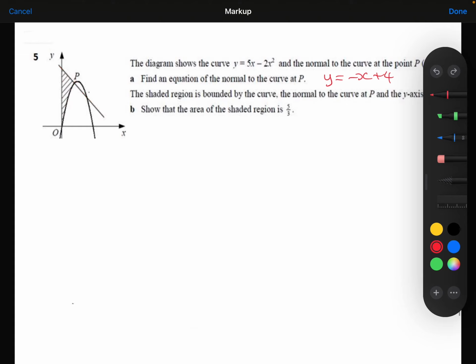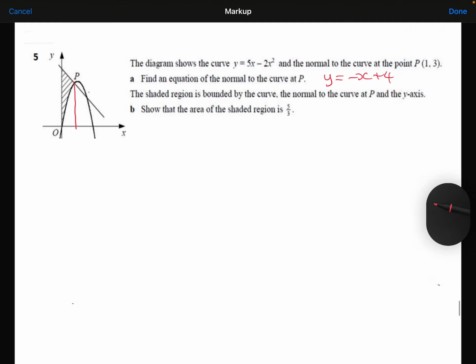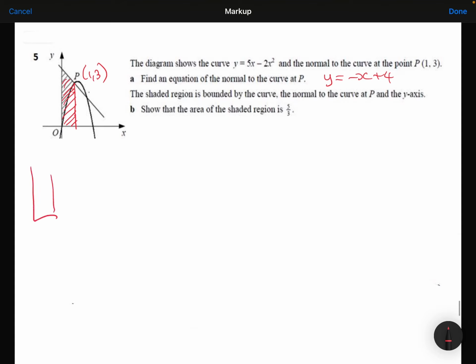is I am going to draw a vertical line down at point P. The point P is the coordinates 1, 3. And then, if I were to consider this whole shape here, that would be a trapezium. The width of that trapezium is 1, because that's the x coordinate here. The height here is 3, because that's the y coordinate at point P.